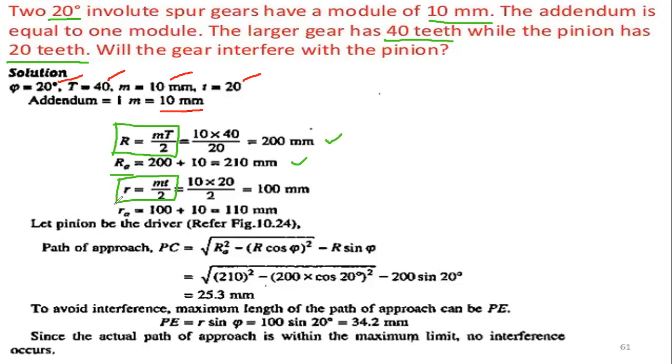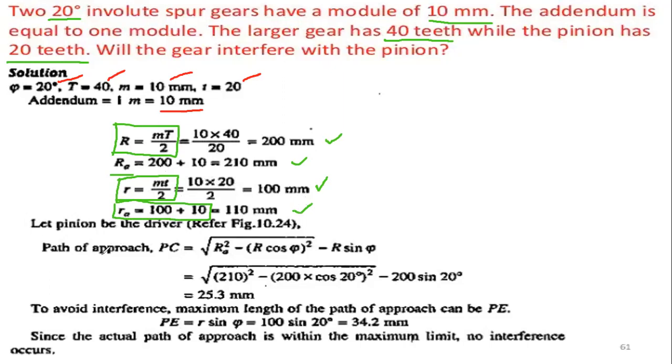And next we will find the small RA value, that is 100 plus 10. So we have got 100 mm as the radius of the smaller wheel, and then the 10 value is the module, that is the addendum value. It is total 110 mm.